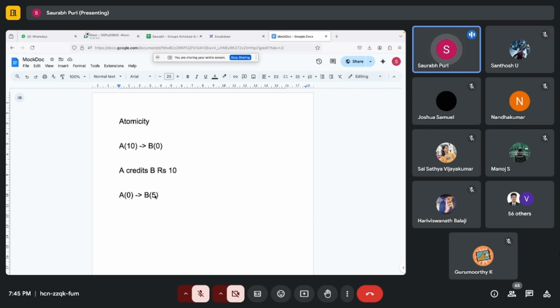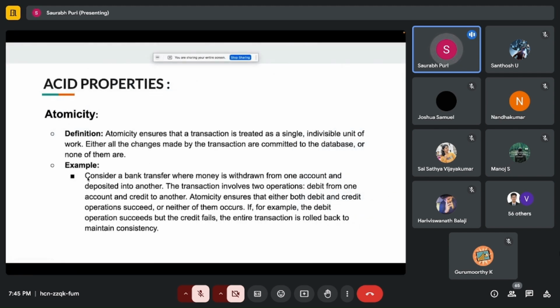That means this will not happen. Your transaction will fail eventually, right? So this is the principle of atomicity, right? So you have an example over here.